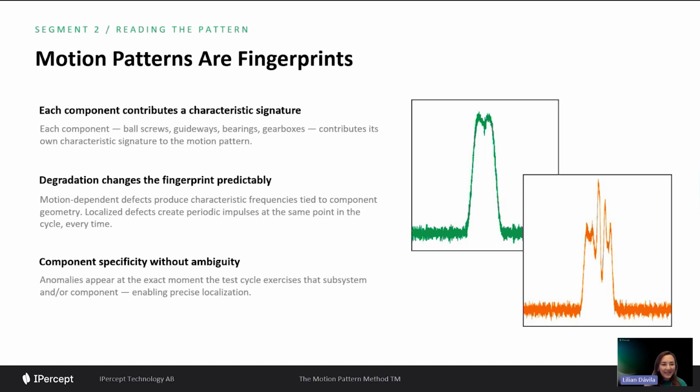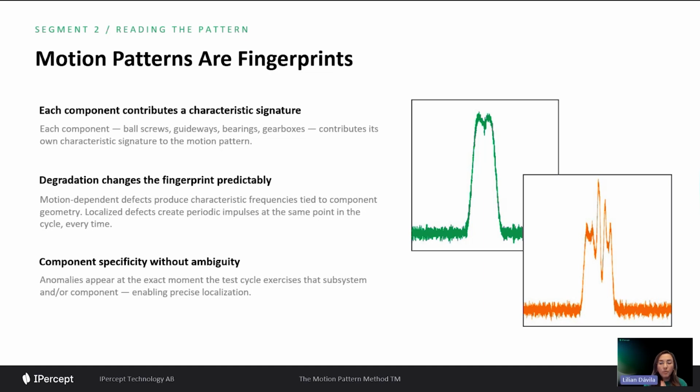The next thing to know is that any kind of degradation changes the fingerprint predictably. Motion-dependent defects produce characteristic frequencies tied to the component's geometry. So if a bearing has a defect, for example, that frequency appears at the same specific orders every time the test runs, regardless of the speed. As wear progresses, the amplitude rises or new symptoms may appear, such as harmonics or sidebands. On the other hand, localized defects like stick-slip or a surface pit on a ball screw shaft create periodic impulses at the same position in the test cycle every time. All of these symptoms are mapped, understood, and then tracked by the system.